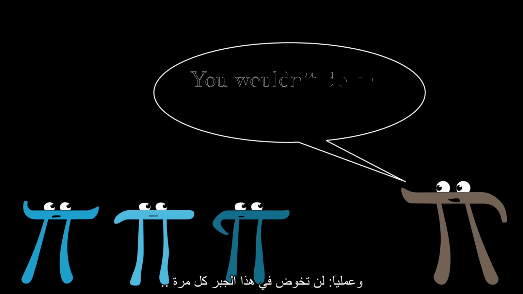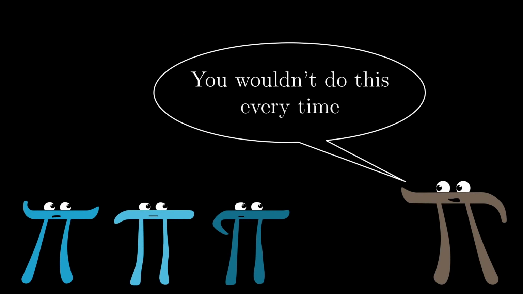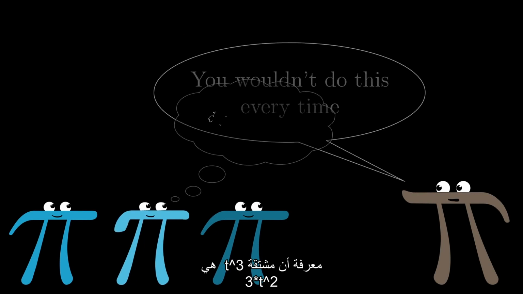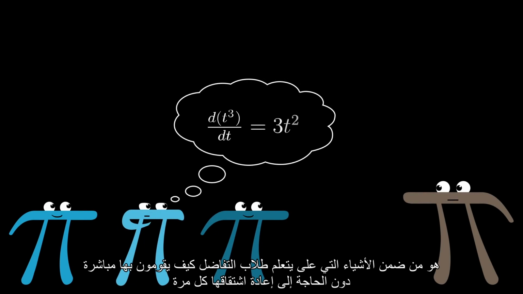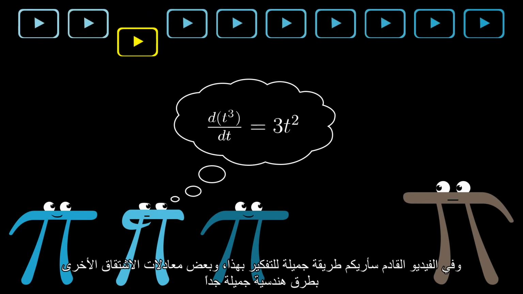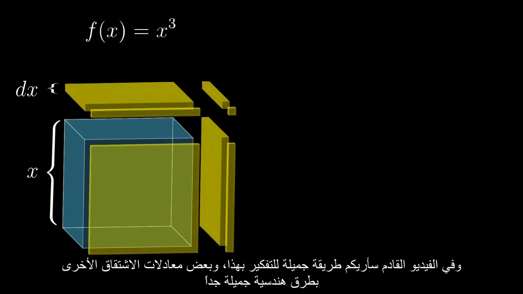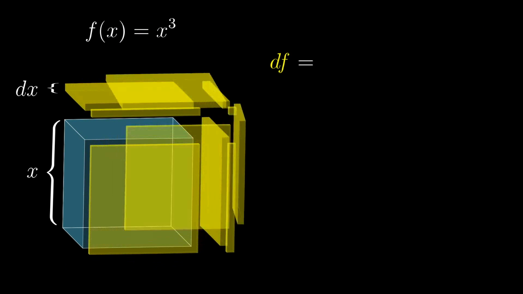And in practice, you wouldn't go through all this algebra each time. Knowing that the derivative of t cubed is 3t squared is one of those things that all calculus students learn how to do immediately without having to rederive it each time. And in the next video, I'm going to show you a nice way to think about this and a couple other derivative formulas in really nice geometric ways.